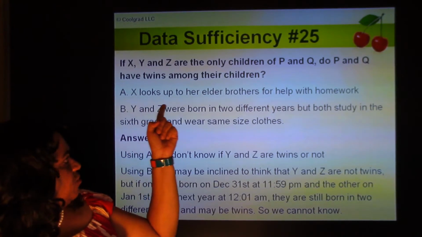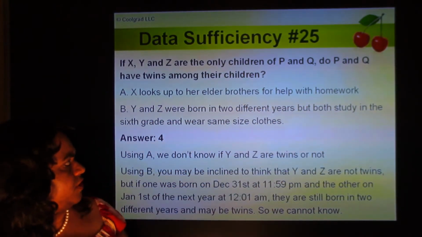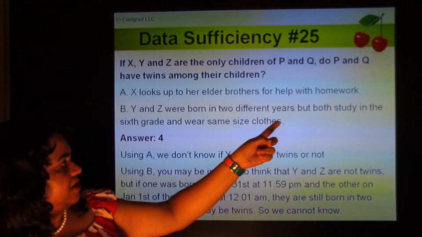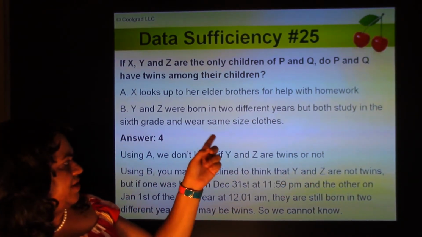So statement A, X looks up to her elder brothers for help with the homework. And statement B, Y and Z were born in 2 different years, but both study in the 6th grade and wear the same size clothes.